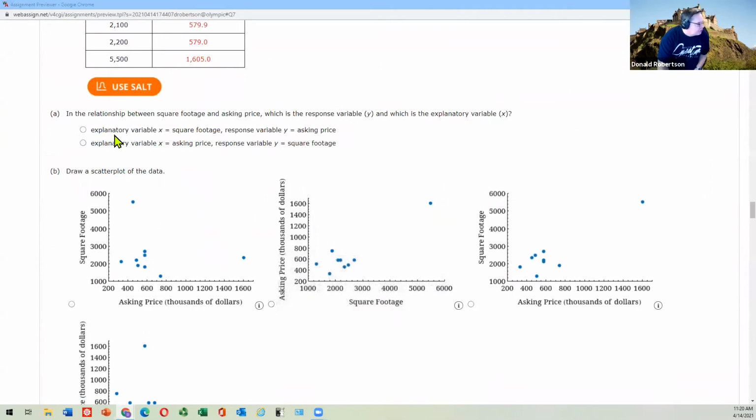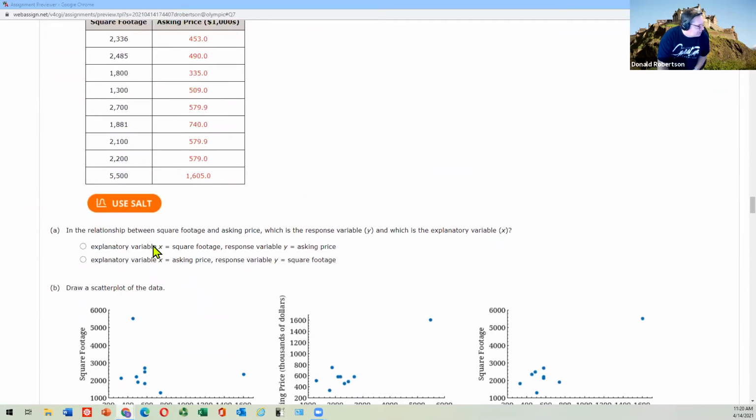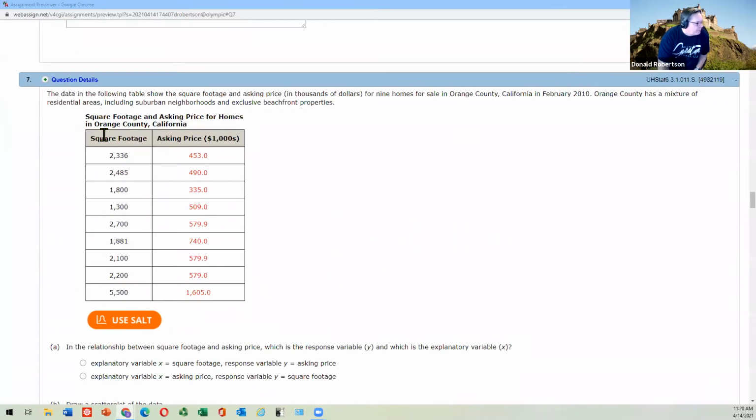Now, explanatory variable, right? In this relationship between square footage and asking price, which is the response and which is explanatory? Well, explanatory is the x's, response is the y. So whatever is on the x-axis is your explanatory variable, and whatever is on your y-axis is your response. Would you agree that the square footage of the house is the data you collect? It doesn't change, it is a number. But couldn't the asking price be different for different houses, right?